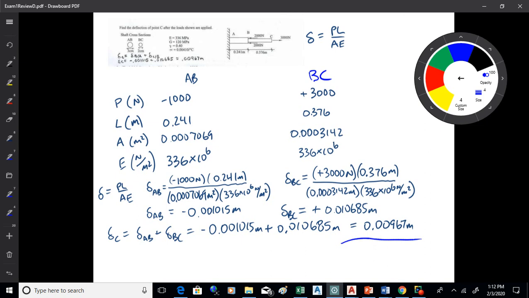So that kind of involves two different concepts, I guess you'd say. One is finding those internal forces, and the other is applying the PL over AE to find a delta. That involves both things there.